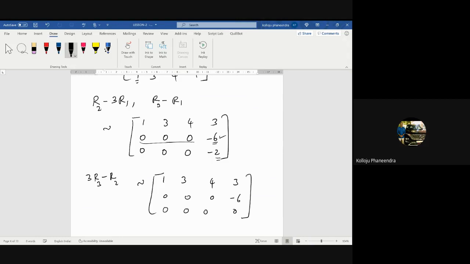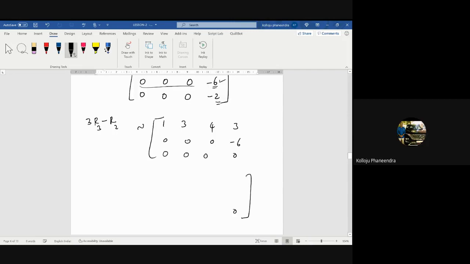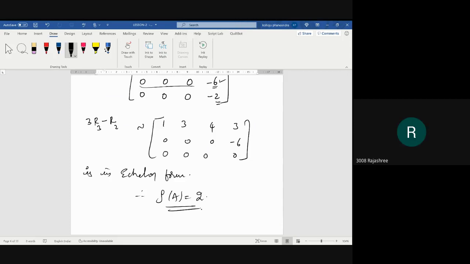Is it echelon form? Yes. It is in echelon form. Therefore, what is the rank of A? Number of non-zero rows: 2. Which method is better? Echelon form. Echelon form. Yeah, okay. And the next one.